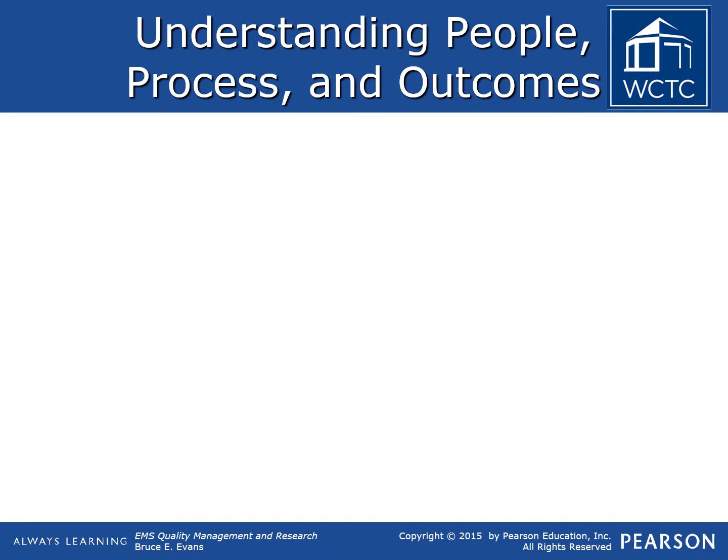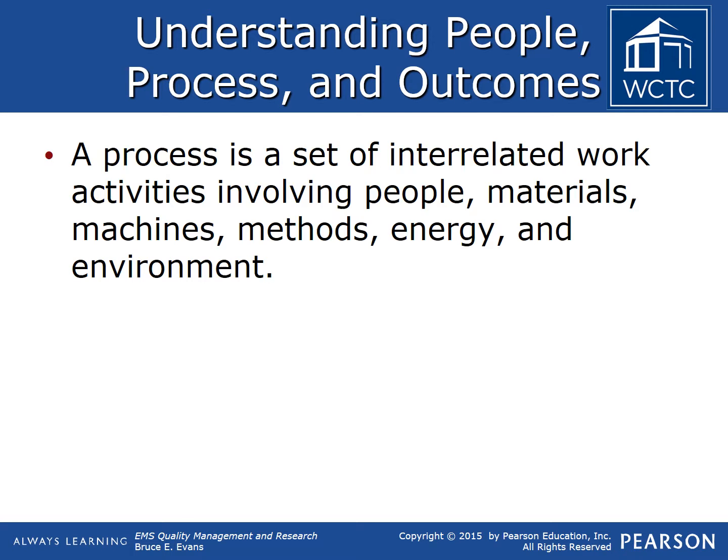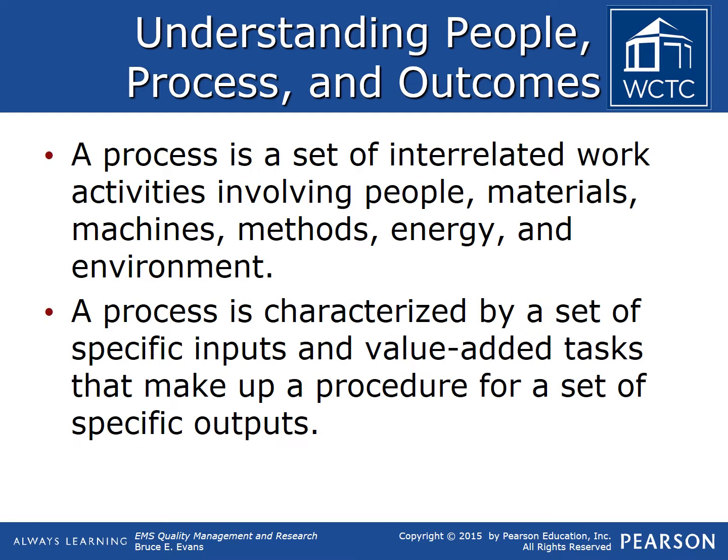Part of the reason for this is because the processes within the various systems are themselves interrelated. From a quality standpoint, a process is defined as a set of interrelated work activities involving people, materials, machines, methods, energy, and environment. The combination of several processes are what define a system. A single process is routinely characterized as a set of specific inputs and value-added tasks that make up a procedure for a set of specific outputs.